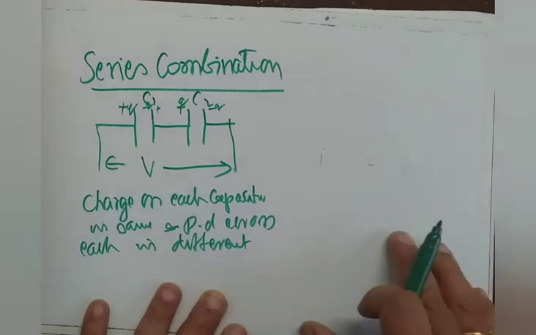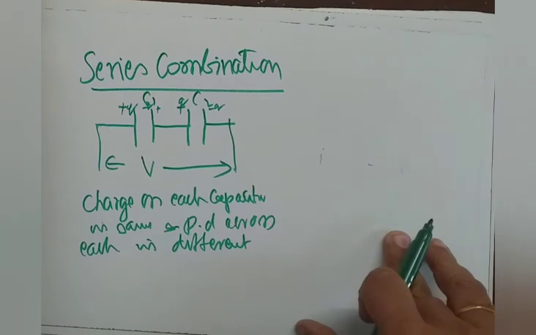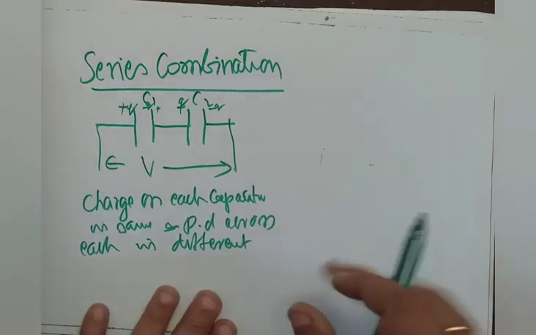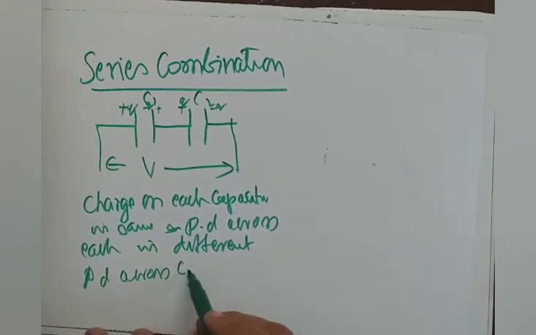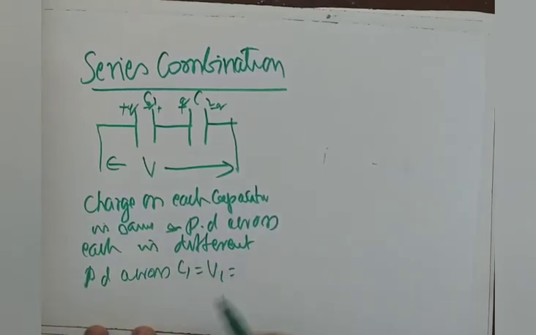Observe, this is the first step to derive any combination. Now, once we know charge and potential, which is different here, potential difference, therefore we write two values for two capacitors. Say potential difference across C1 equals V1. In the same manner, potential difference across C2 equals V2.